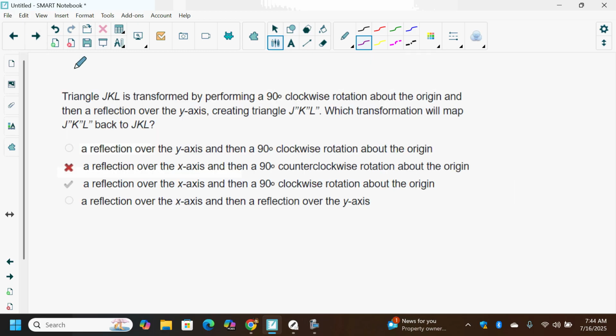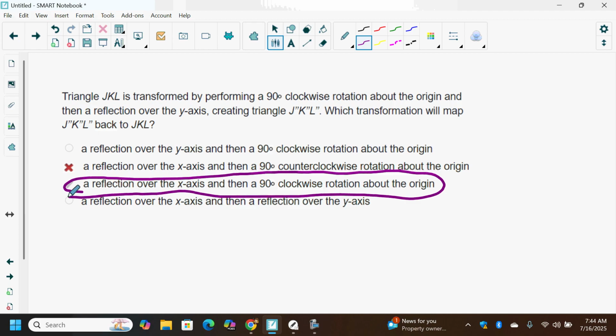All right, triangle JKL is transformed by performing a 90-degree clockwise rotation about the origin, and then a reflection over the y-axis, creating triangle J double prime, K double prime, L double prime. What transformation will map it back onto it? So it's a reflection over the x-axis, but it's a clockwise rotation around the origin.